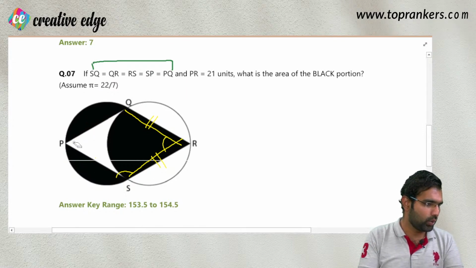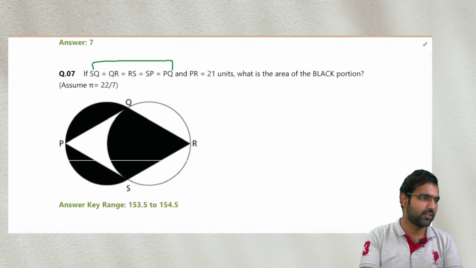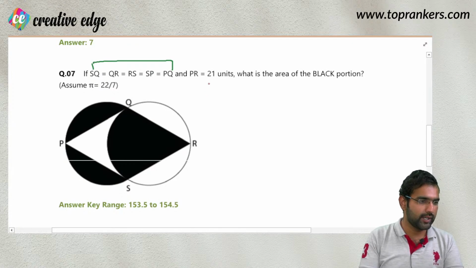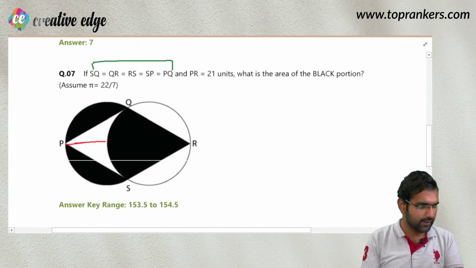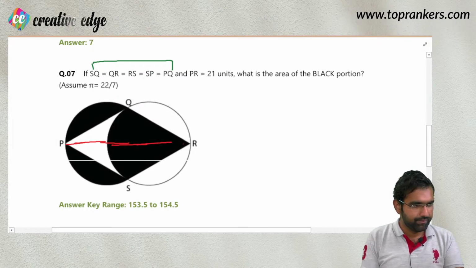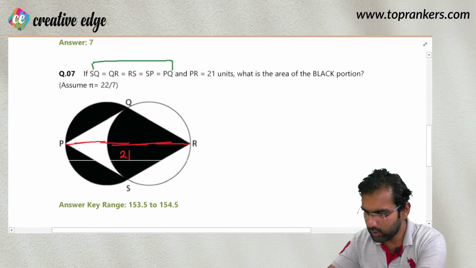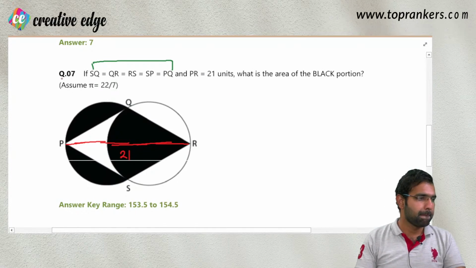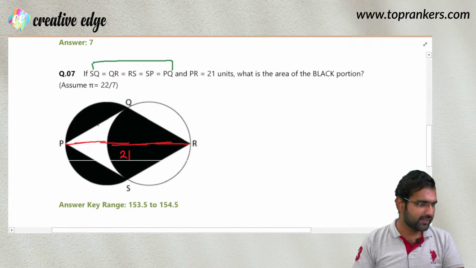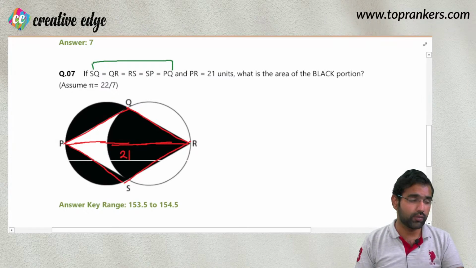Well, once you know that all four sides of this shape are equal, what are we told? That PR is of 21 units. So this length we are told is 21 units, my dear everyone. Then, what are we told next? Just give me a second, everyone. See, all these four sides, this and this, this is nothing but a rhombus, and all these four sides are equal.